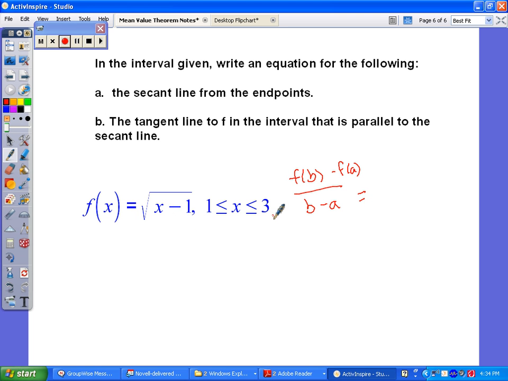So our interval is 1 to 3, so this is a, this is b. We're going to find f of 3 minus f of 1 all over 3 minus 1. And so this is equal to f of 3, if I plug in here, is 3 minus 1, which is 2. And the square root of 2, we're just going to leave it for now as the square root of 2. Minus 1 minus 1 is 0, so the square root of 0, which is 0. And if I take 3 minus 1, I get 2. So the slope of the secant line is square root of 2 over 2.